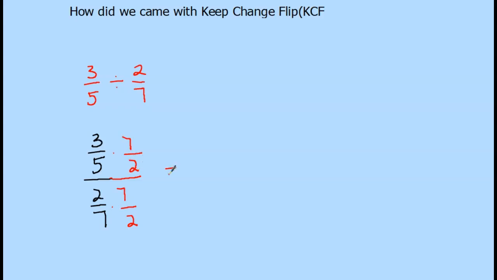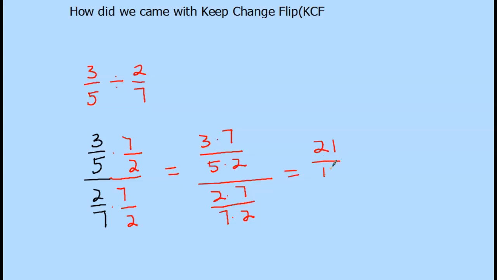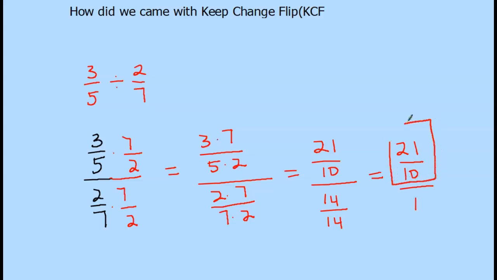7 over 2, and then we get 3 times 7 over 5 times 2. Here we got 2 times 7 over 7 times 2. Here we got 21 over 10 all over 14 over 14 equals 21 over 10. A number divided by itself is 1. So that means in return we are getting this answer as a result.